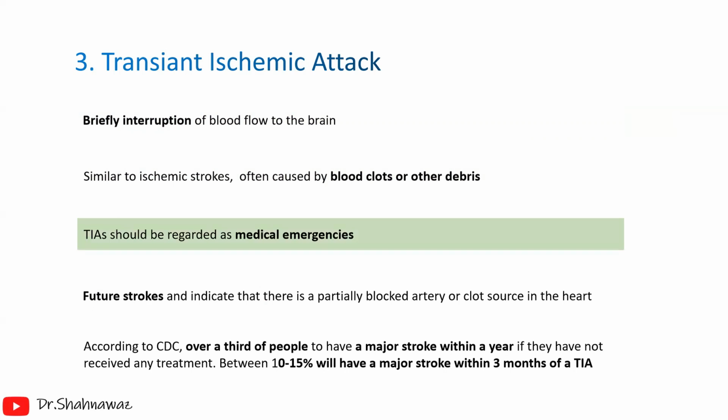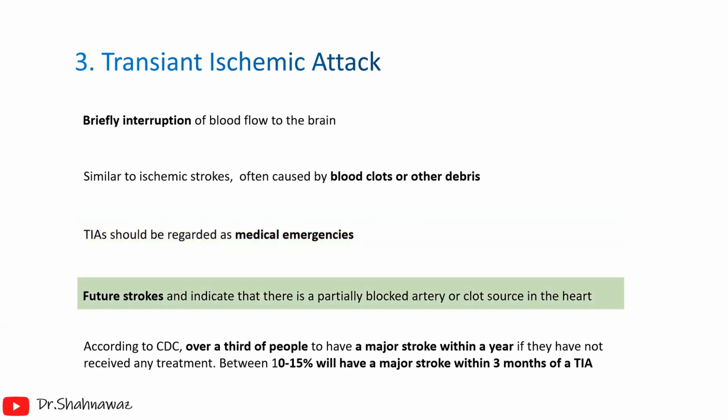We regard transient ischemic attacks as medical emergencies because this occurs and neurological symptoms may be present. After a transient ischemic attack, it indicates that the artery is partially blocked or there is a clot source from the heart, like emboli coming from the heart to the cerebral arteries, and we should be aware that in the future these emboli may cause an ischemic stroke.